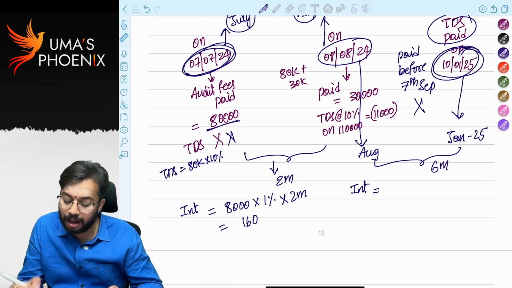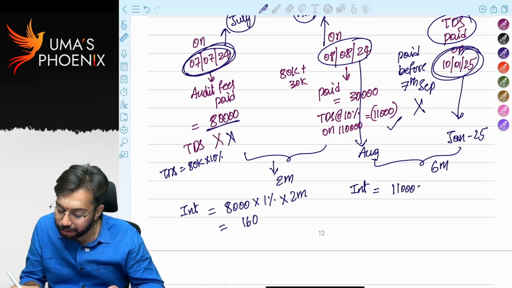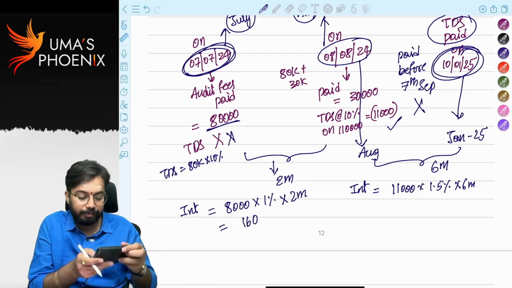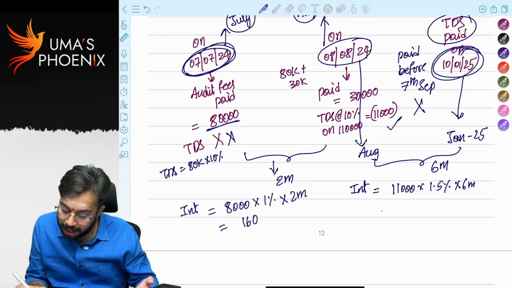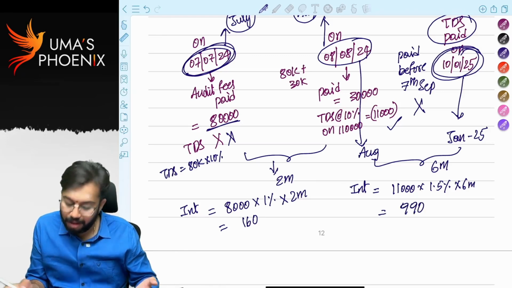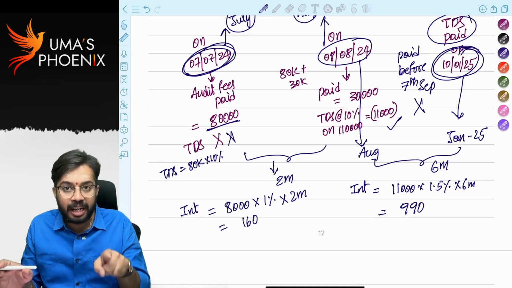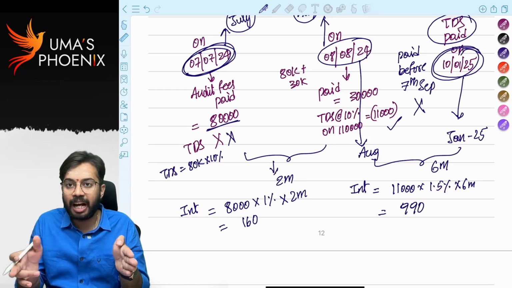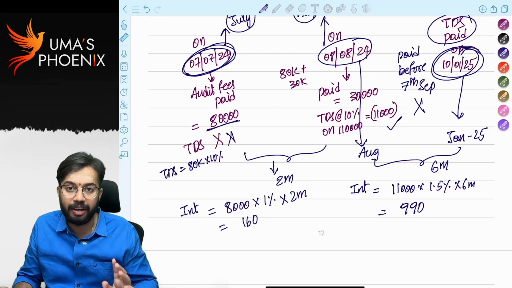How much is the TDS amount? 11,000, right? 11,000 into 1.5% into 6 months. How much? 990 rupees. Very simple. TDS not deducted: from the month in which TDS is required to be deducted to the month in which TDS was actually deducted, for this period, 1% interest will be levied.